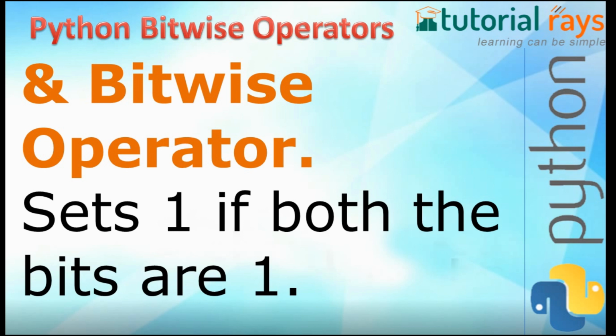If you remember in previous videos, I have shown you that the AND operator is normally used when both the conditions are true. But in this case, the bitwise AND operator sets 1 if both the bits are 1. So let's see with an example.